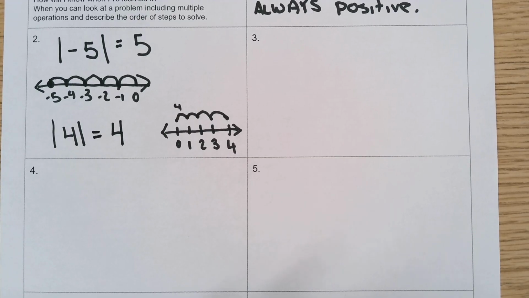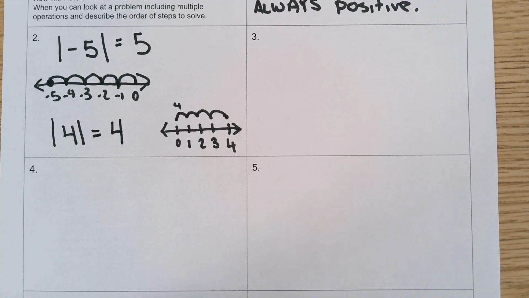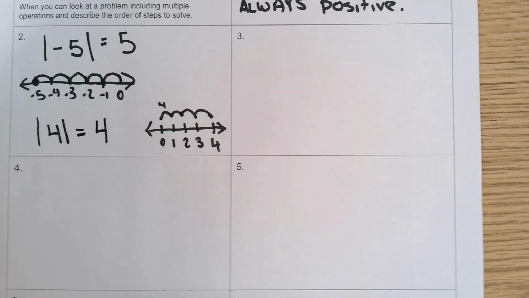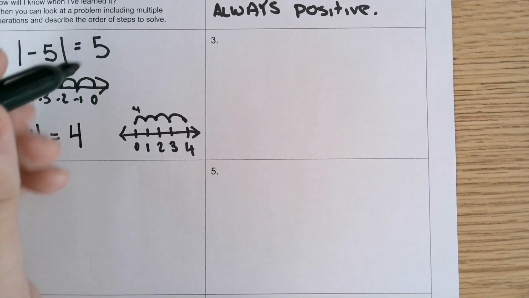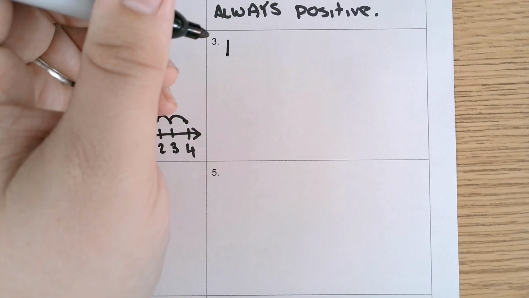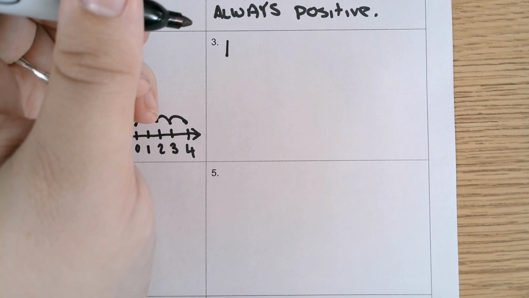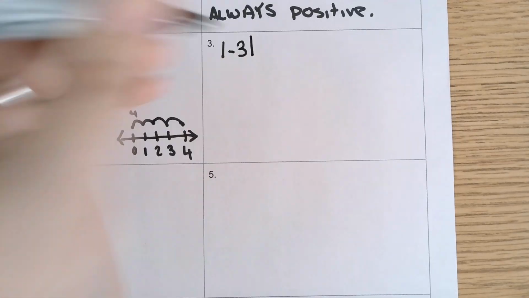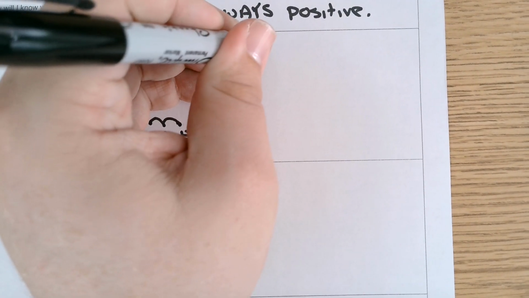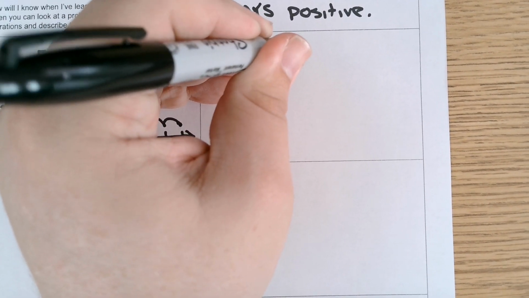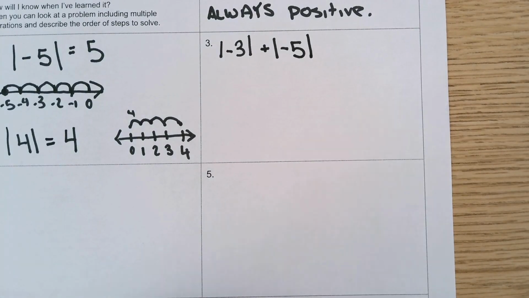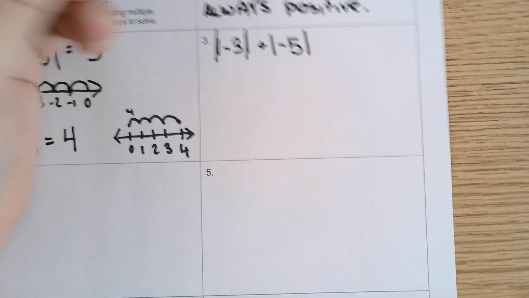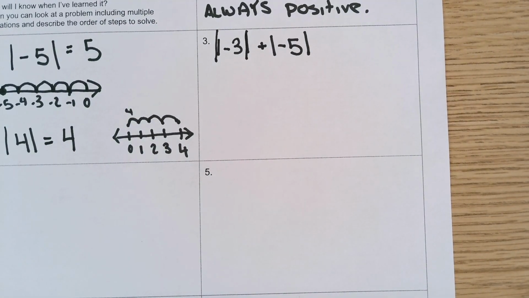All right, so let's look at some operations that involve the absolute value. So we're going to move over to box number 3. And we're going to do... A second, my camera froze. Okay, there we go. Still good. We're going to do the absolute value of negative 3 plus the absolute value of negative 5. Now, this will make more sense once we get to order of operations.